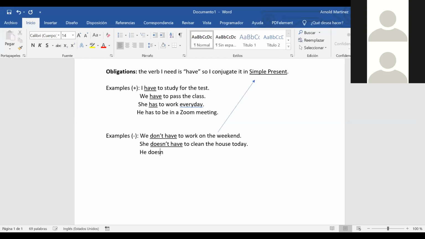Doesn't have. Exactly, because my auxiliary absorbs or consumes the conjugation. No "has," because of my auxiliary. Remember that this is my auxiliary, right? Does. So my auxiliary is telling me the tense.